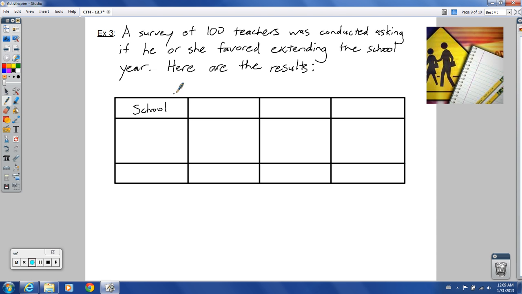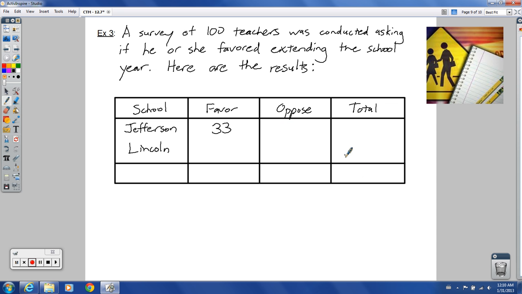So the school is going to go here. Those in favor of, that's going to go here. Those opposed, that's going to go here. And the total is going to go there. So I'm going to say there was this school, Jefferson School, and the other school was Lincoln School. Often schools get named after famous presidents, so we'll say those are the two schools that got surveyed.